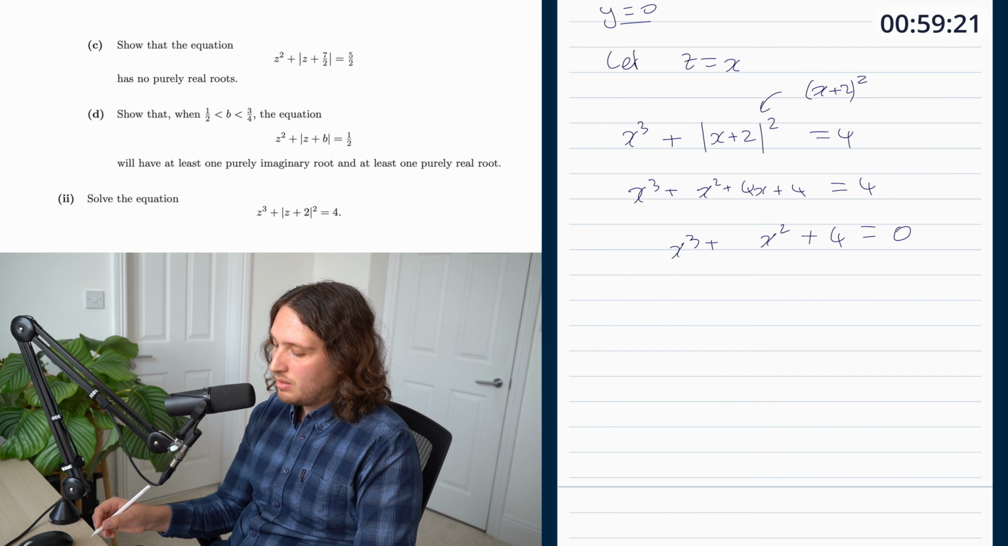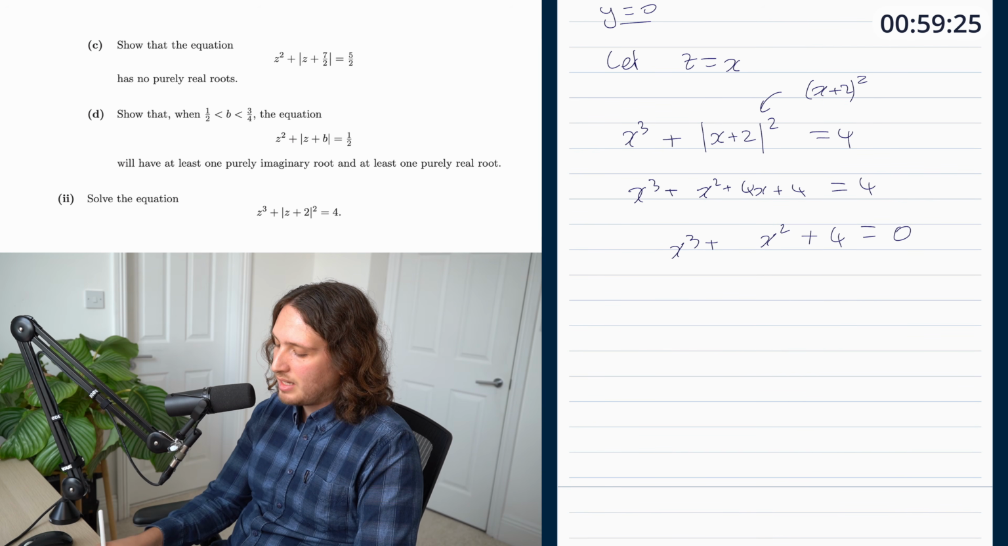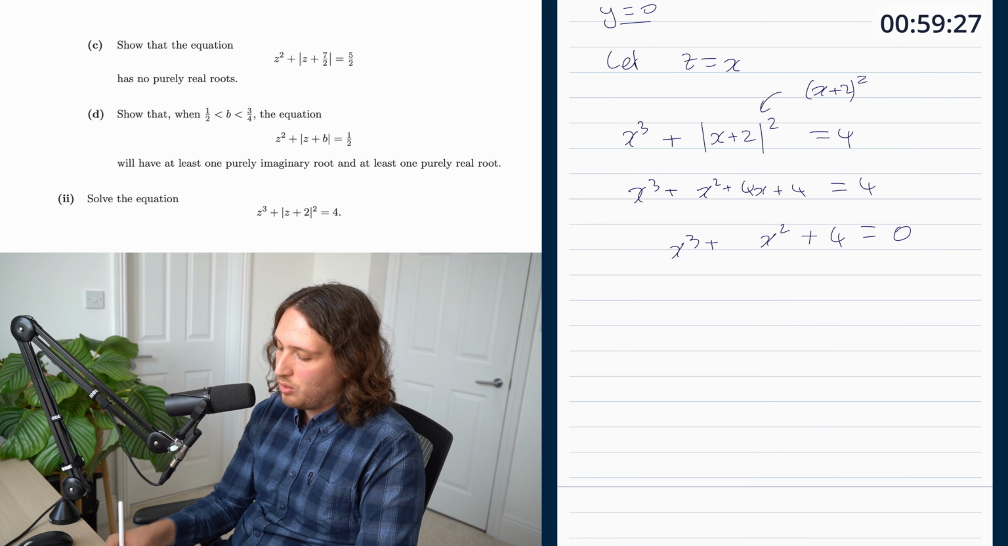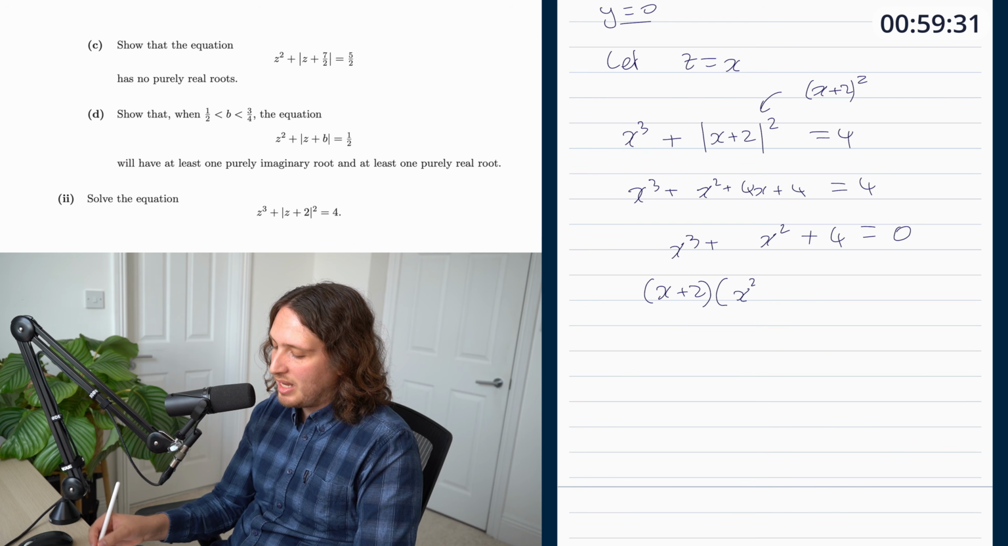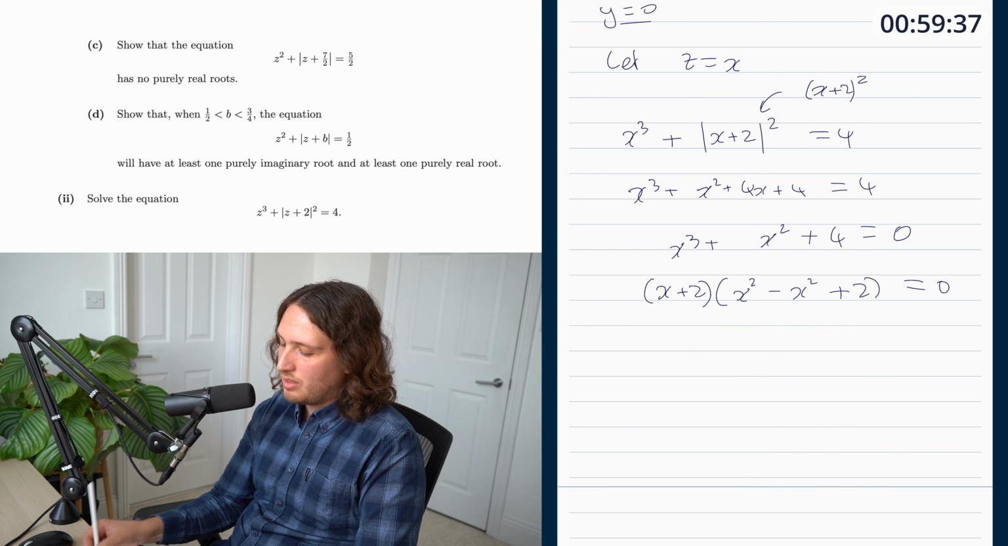Now, can we spot a factorization? I think -2 works, because I get -8 plus 4 plus 4. Yeah, so I can pull off an x plus 2. I need an x squared to give me my x cubed. I've got 2 x squares. I only want one of them, so I'll put that there. And then I better have a plus 2 to get the constant right.